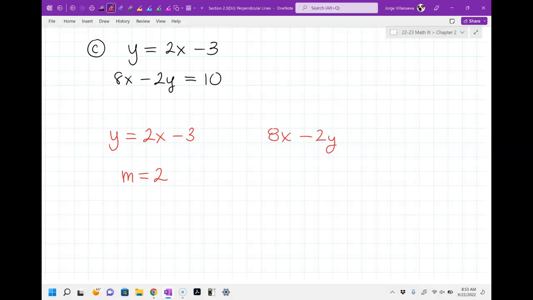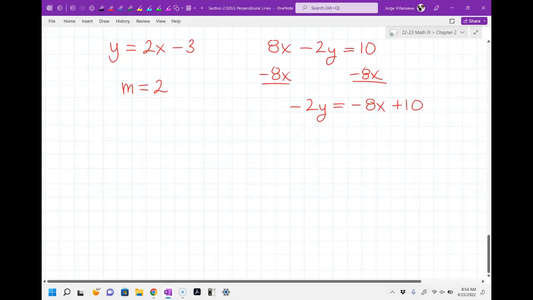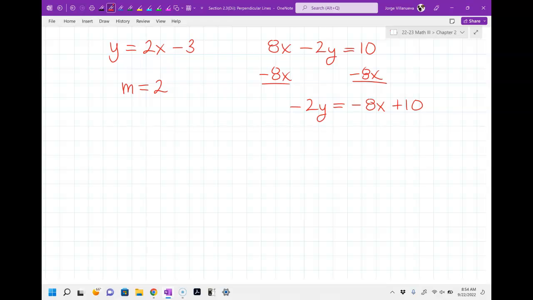8x minus 2y equals 10. Let's subtract 8x. So we get negative 2y is equal to negative 8x plus 10. My last step here is to divide by negative 2. So y is equal to 4x minus 5. So the slope for this is 4.